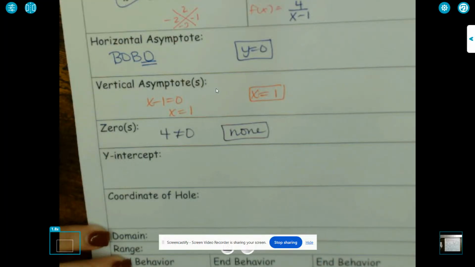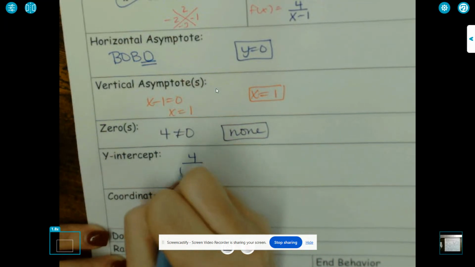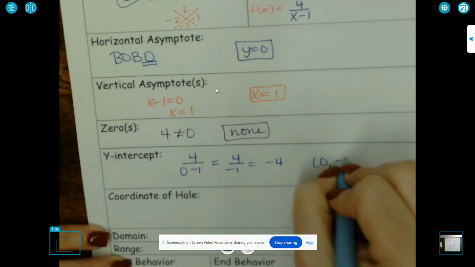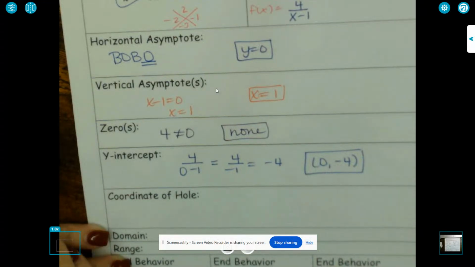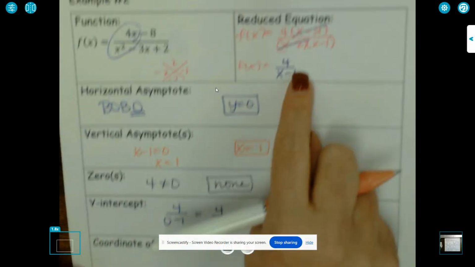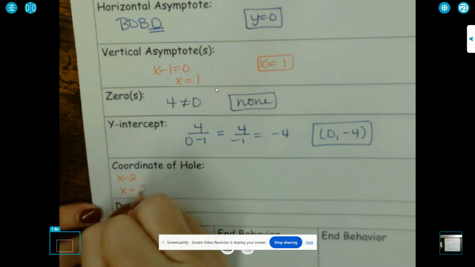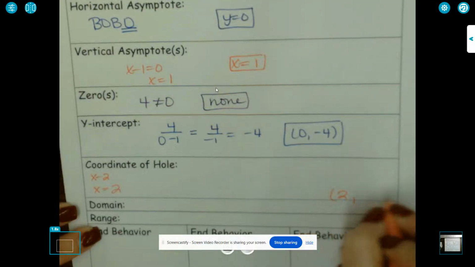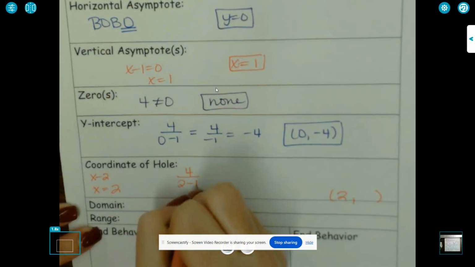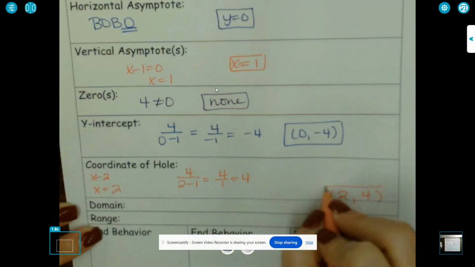The y-intercept is where we plug in 0 for x. So that's going to be 4 divided by 0 minus 1. So we have a y-intercept at (0, negative 4). Now let's go down here to calculating the coordinates of the hole. The factor that canceled up here is x minus 2, so that means x equals positive 2. So we know 2 is our x value. Plug that in: 4 over 2 minus 1 is 4 over 1, which is 4. So our y value is 4. So there are the coordinates of the hole.